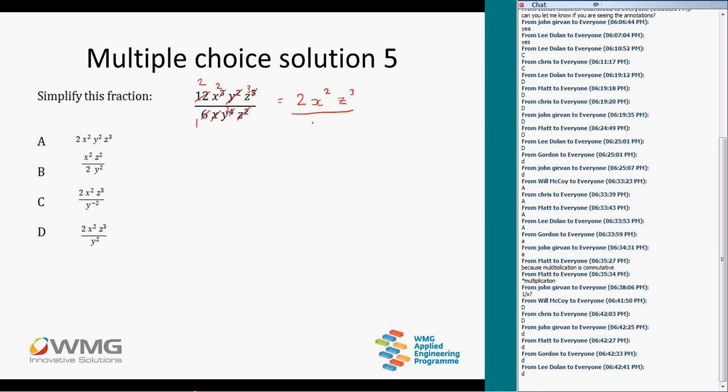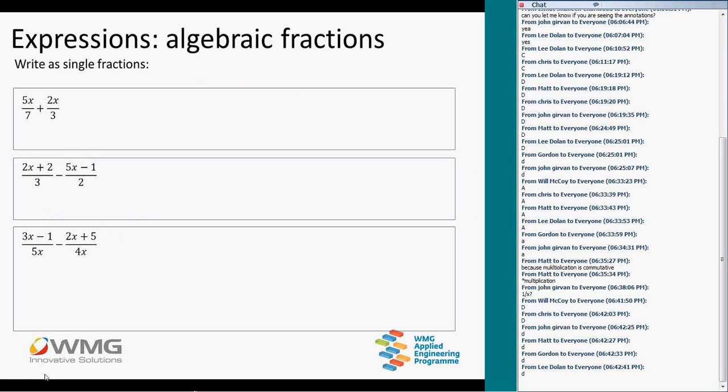What you often have to do with algebra is write expressions as a single fraction. So let's just think about numbers first. If I had 2/3 added to 1/5, I need to find a common multiple. A common multiple of 3 and 5 would be 15.